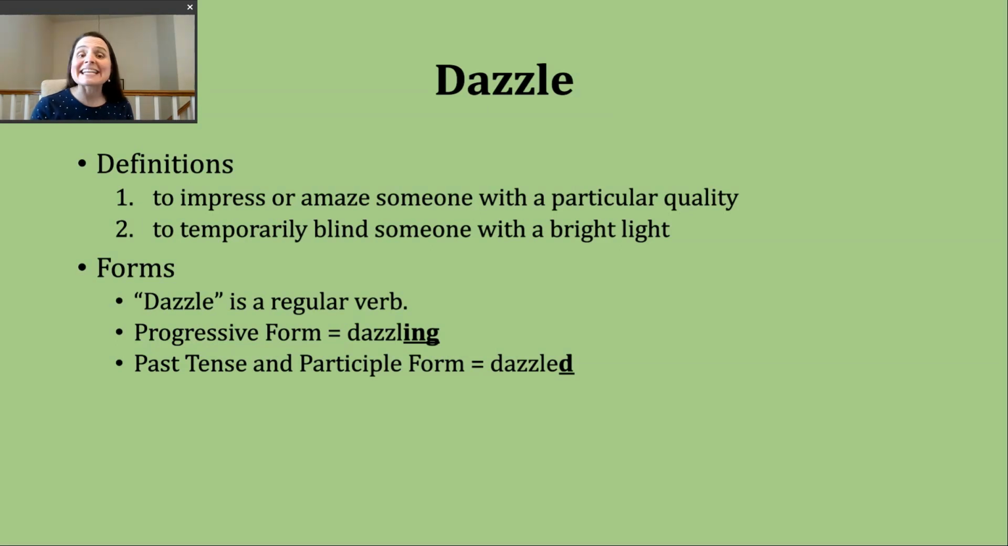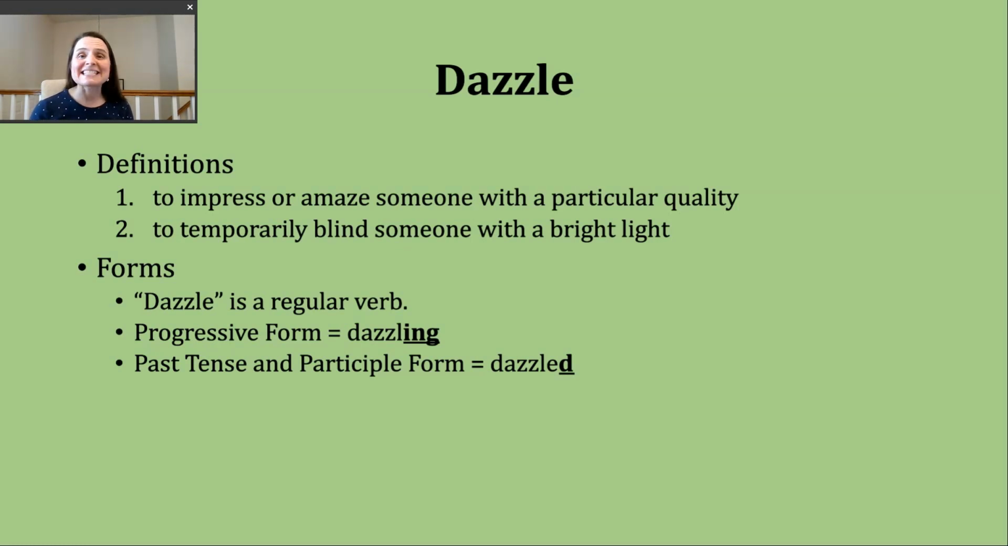You should know that dazzle is a regular verb. To make the progressive form, we need to drop the E before we add ing to form dazzling. The past tense and participle forms of this verb are going to be made by adding D since this verb already ends in an E.